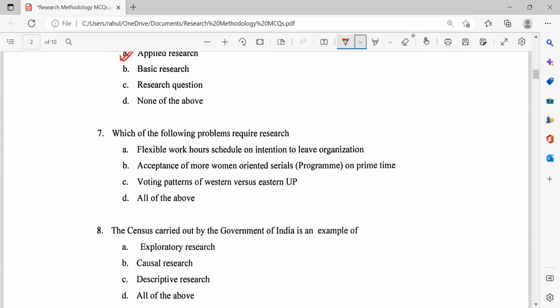Question number seven. Which of the following problems require research? Flexible work hours scheduled on intention to leave the organization, acceptance of more women-oriented serials on prime time, or voting patterns of Western versus Eastern UP. Obviously, for all kinds of these, whether it is A, B, or C, we need to do good research to get success in that, right? So option D is the correct answer here.